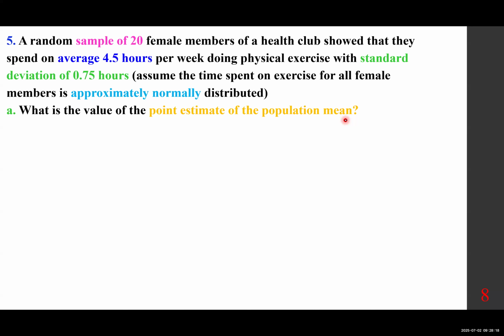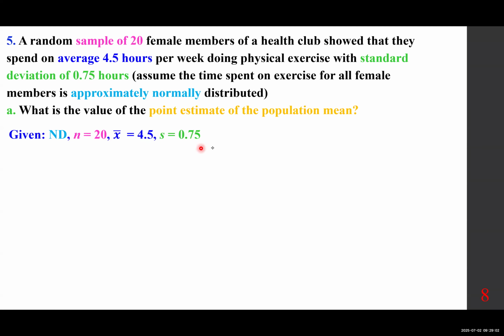Well, first, let's write what's given. We are saying it's approximately normal, so we are dealing with ND, normal distribution. Sample of 20, n is 20. Average is 4.5, X bar is 4.5, standard deviation of 0.75. Please understand why I'm saying X bar and not mu. It says a random sample of 20 female members, so this pertains to the 20, not the population, so that's X bar. Also, the standard deviation is for those 20, so it's S, not sigma.